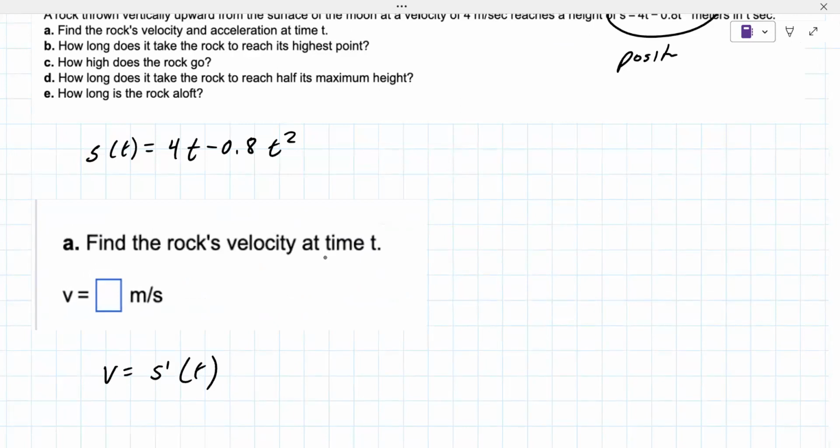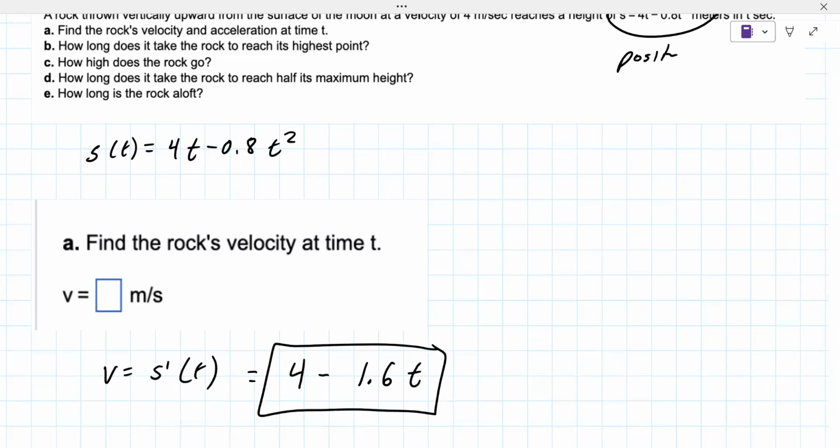So can you take the derivative of this for us, please? I got 4 minus 1.6 t. So that's what goes in that first box.